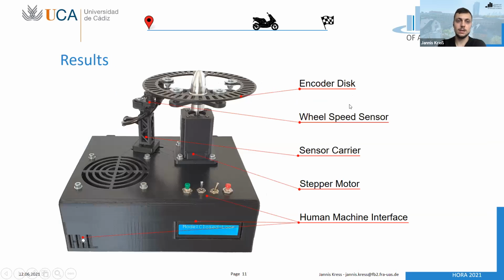Now let's talk about the results. Here you can see the closed test bench from the front. So at top, the encoder disk, the two wheel speed sensors mounted below, the sensor carrier that is, like already mentioned, adjustable, and the stepper motor right here. And as the human machine interface, we have the mentioned buttons, a liquid crystal display, and here from the Hill emblem, the dot is the system state LED.